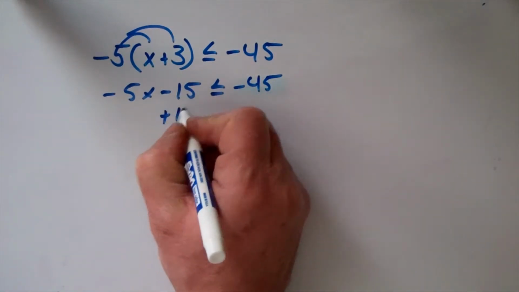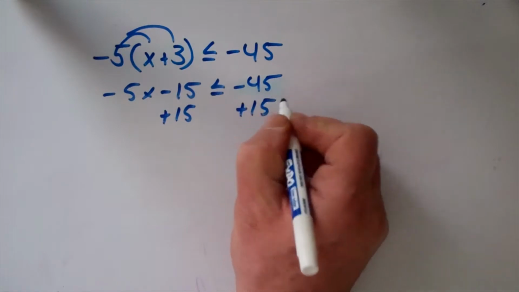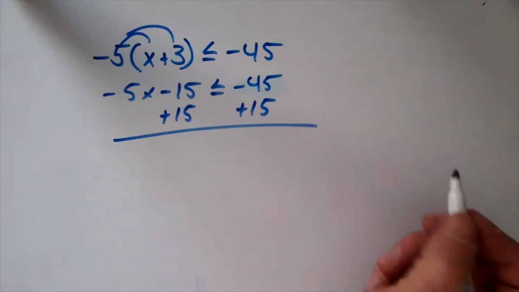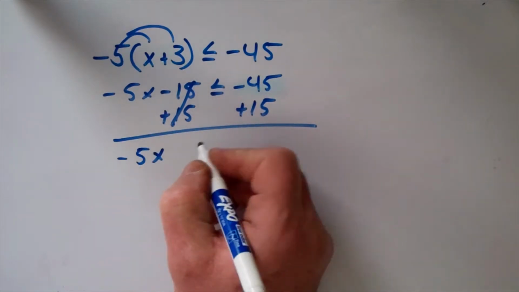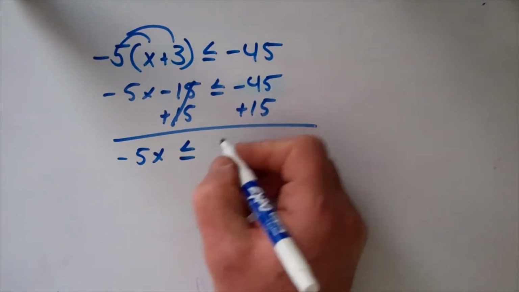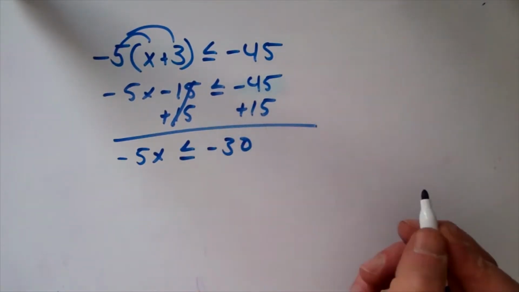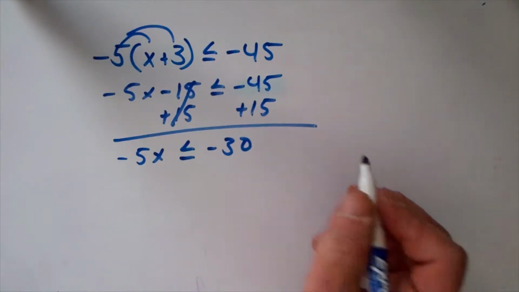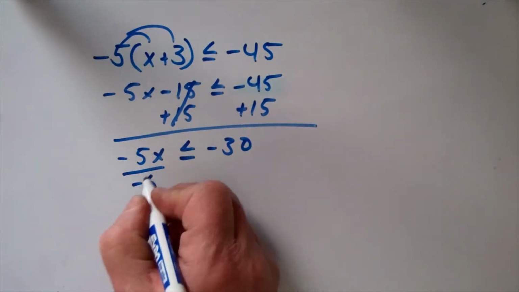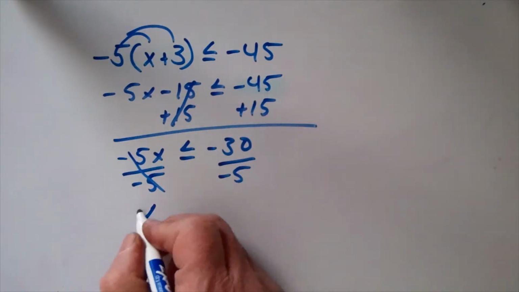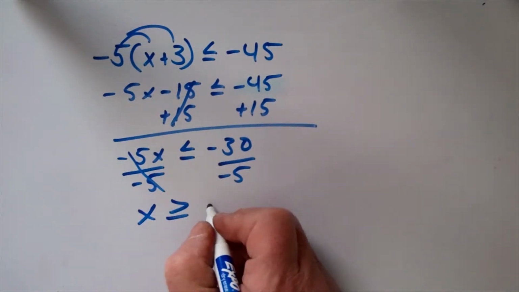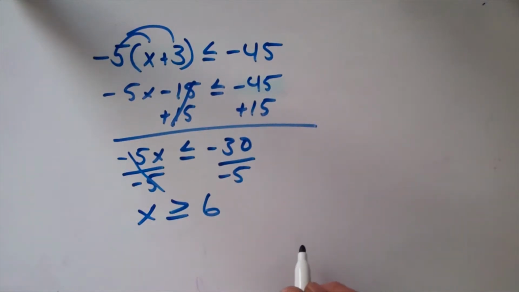Okay, so now I'm going to add 15 to get rid of the 15 on the left side. Whatever you do on one side of the inequality sign, you have to do on the other. And I end up with negative 5x is less than or equal to negative 45 plus 15 is negative 30. Now I'm going to divide by a negative 5. That way it just leaves x on the one side, and now it's greater than or equal to 6.